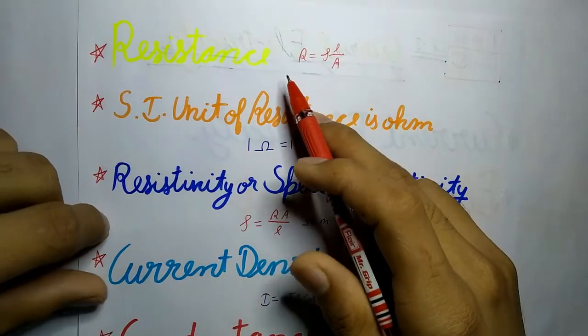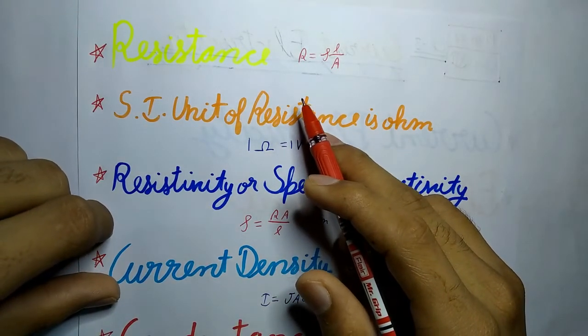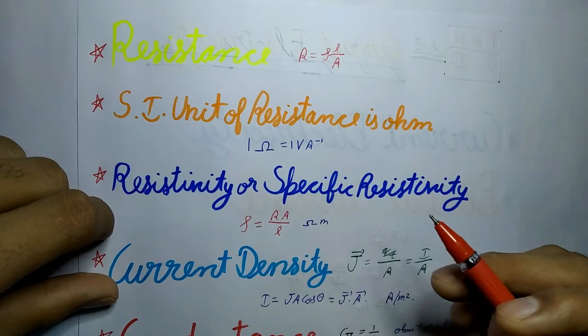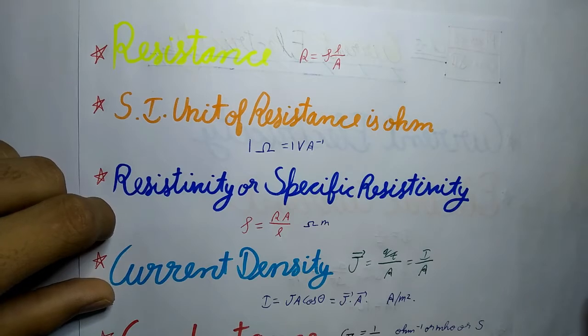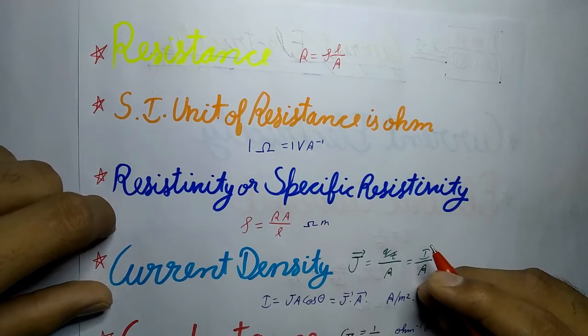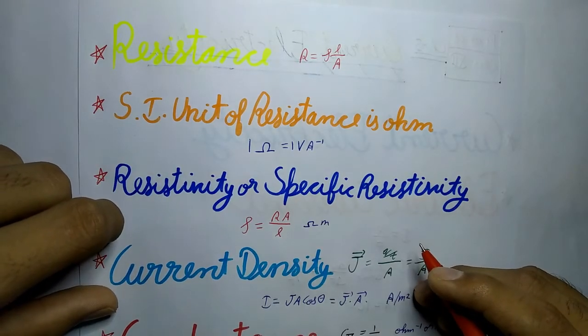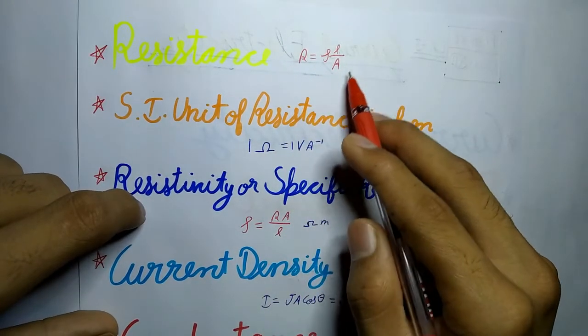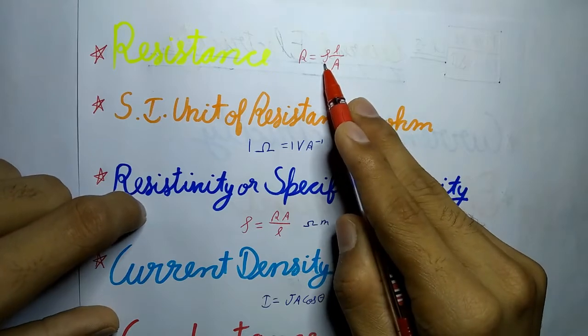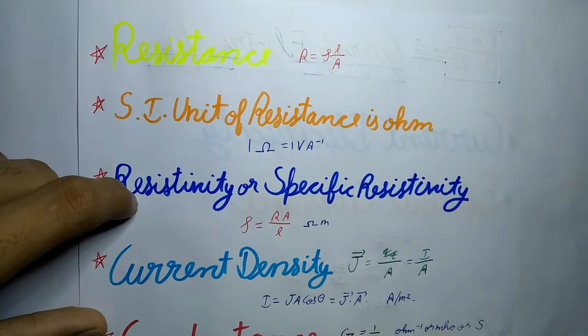Resistance. So it is the property by virtue of which a conductor opposes the flow of charge through it. It is equal to the ratio of potential difference applied across the conductor to the current flowing through it, and it depends on the length and area of cross section of the conductor. So R is equal to rho L upon A, and here this rho is the resistivity of the material.